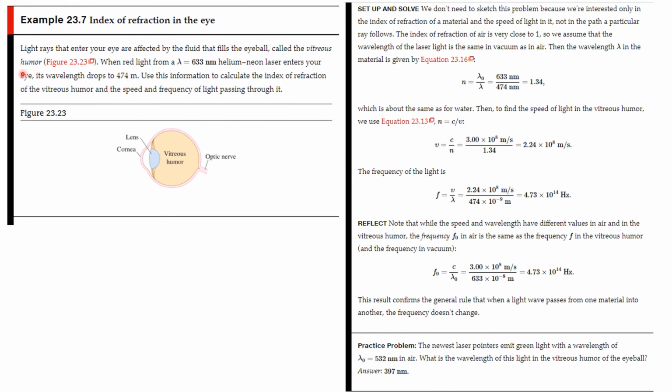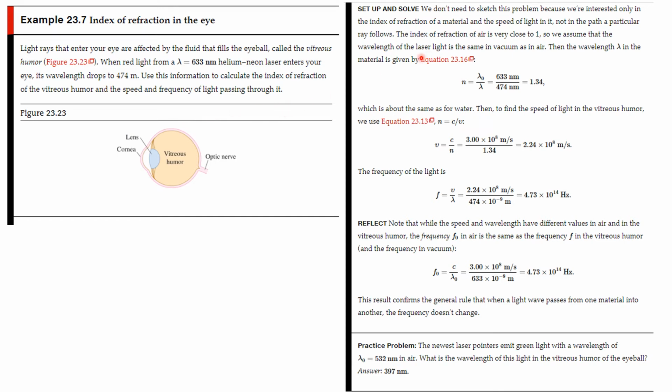Let's look at another example. Light rays that enter your eye are affected by the fluid that fills the eyeball. So you've got some fluid here, and that fluid is called the vitreous humor. When red light with a wavelength lambda equal to 633 nanometers, and this is a helium-neon laser, enters your eye, its wavelength drops. You see the frequency doesn't change, but the wavelength does.